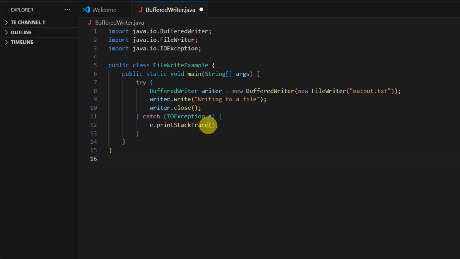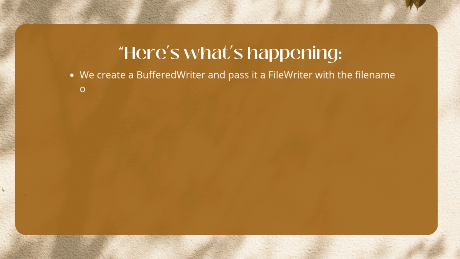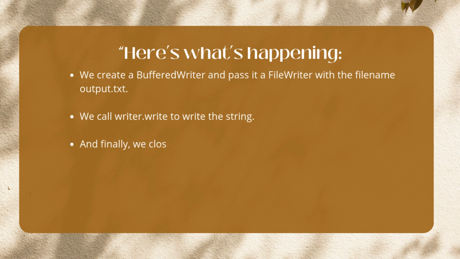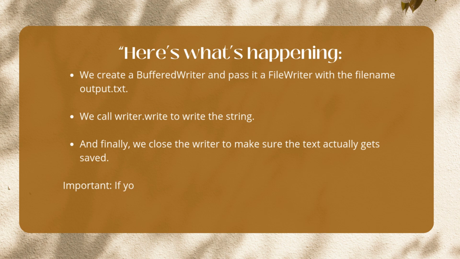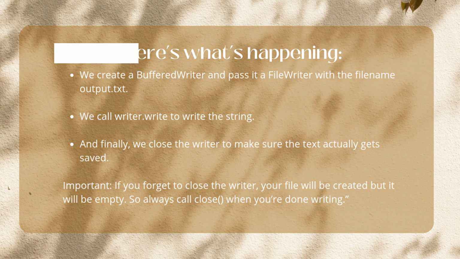Here's what's happening. We create a BufferedWriter and pass it a FileWriter with the file name output.txt. We call writer.write to write the string. And finally, we close the writer to make sure the text actually gets saved. Important: if you forget to close the writer, your file will be created but it will be empty, so always call close when you're done writing.